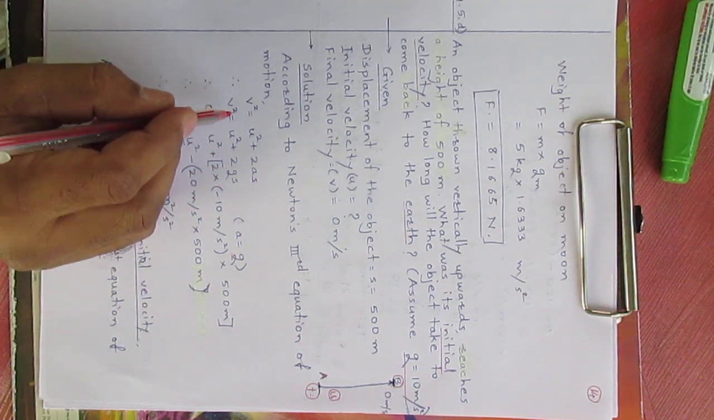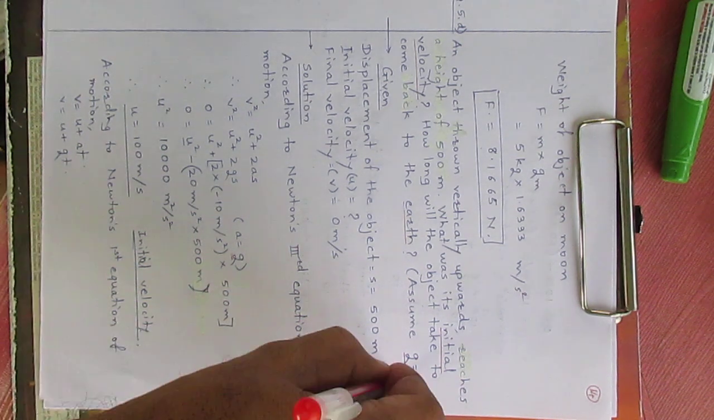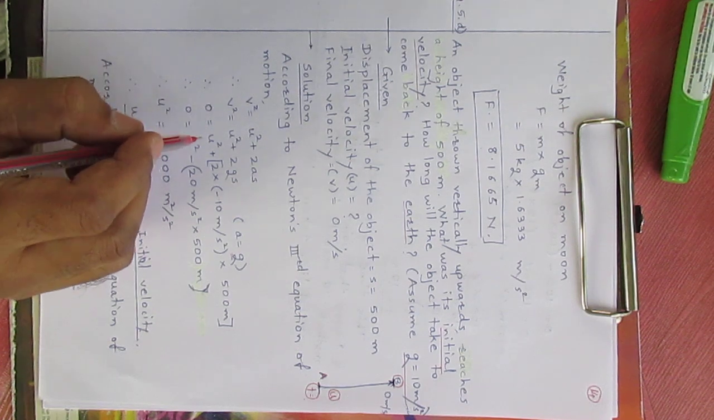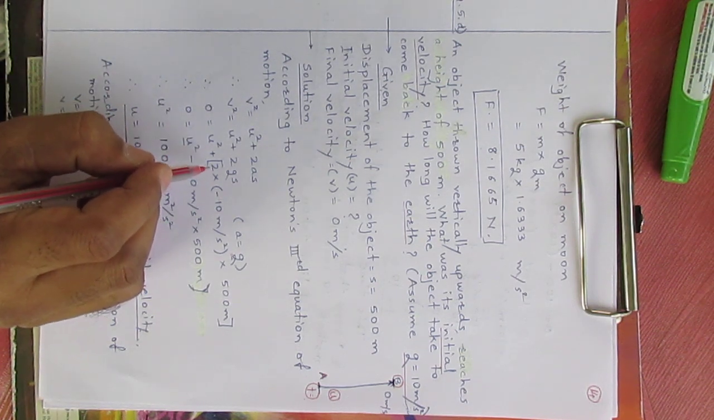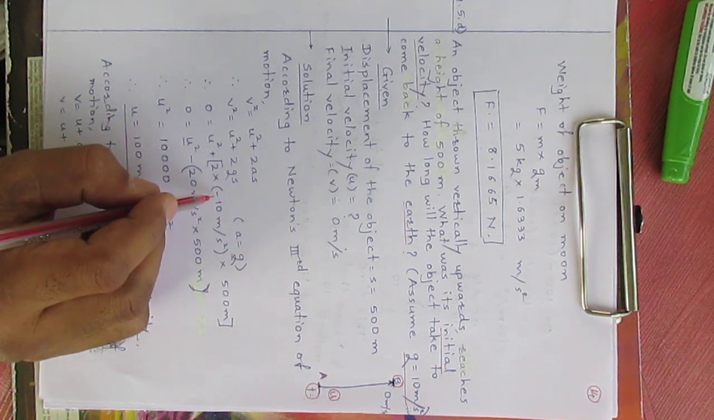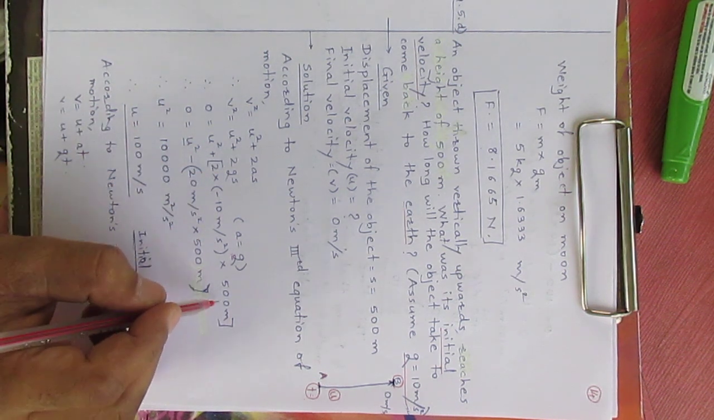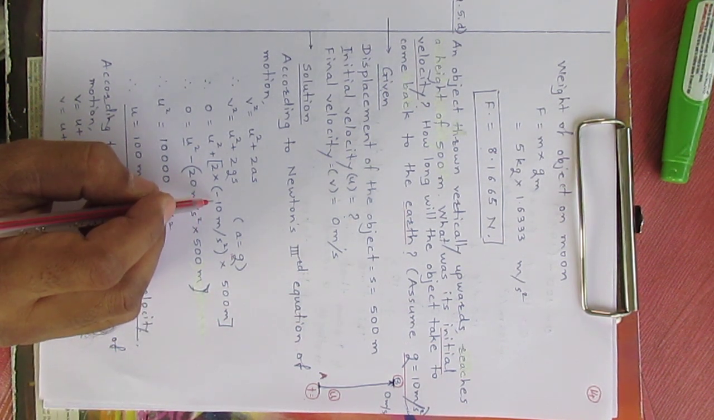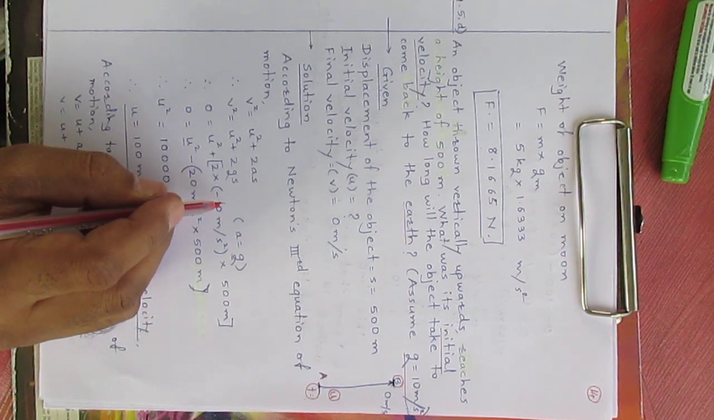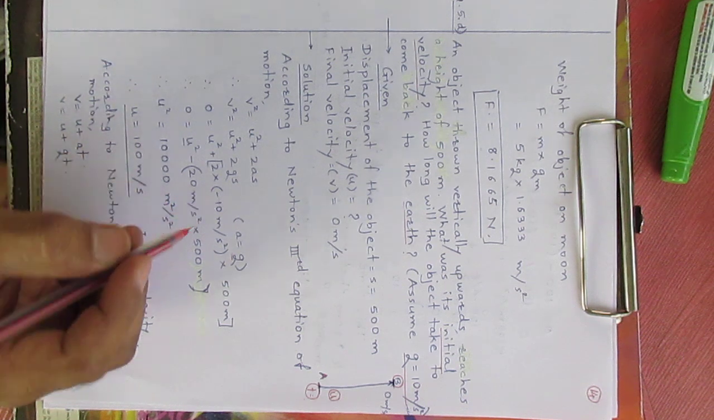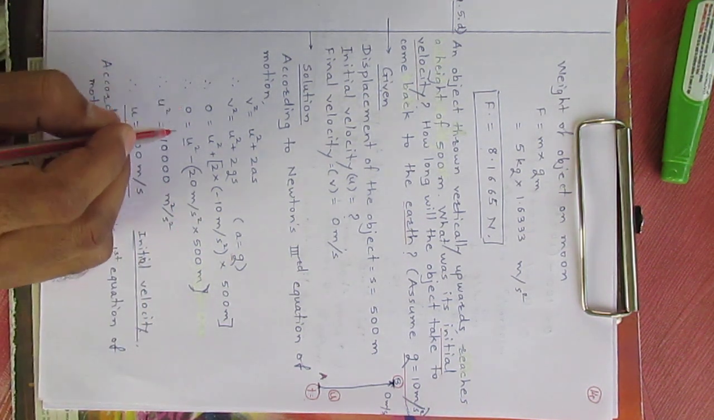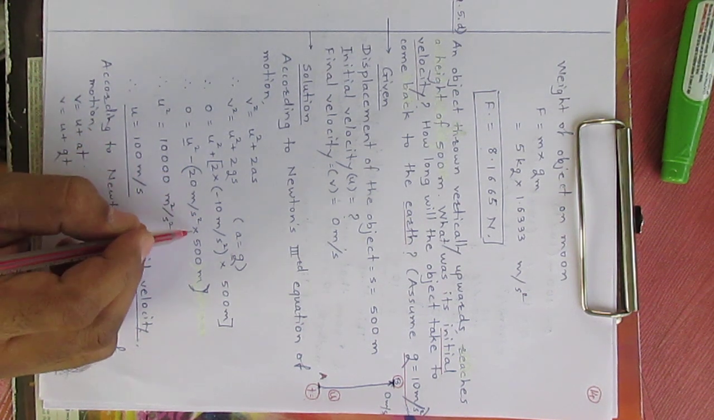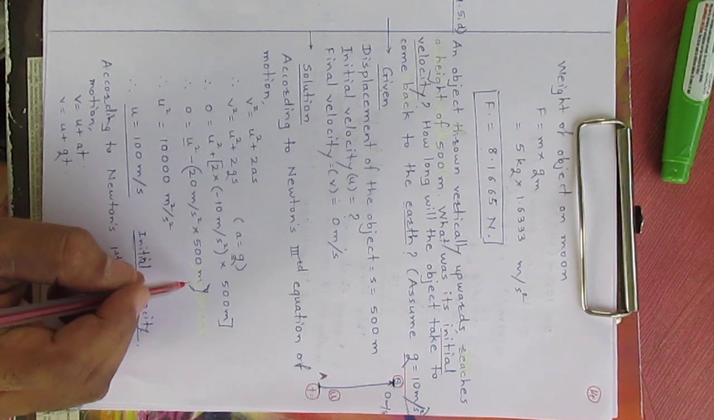As we know that the final velocity when the object reaches at this point B is 0, therefore v square will be 0, is equal to u square plus 2 into bracket minus 10 meter per second square into 500 meters. Now here negative sign indicates that the object is moving in upward direction, that means against the acceleration due to gravity. Therefore 0 is equal to u square minus 20 meter per second square into 500 meters.